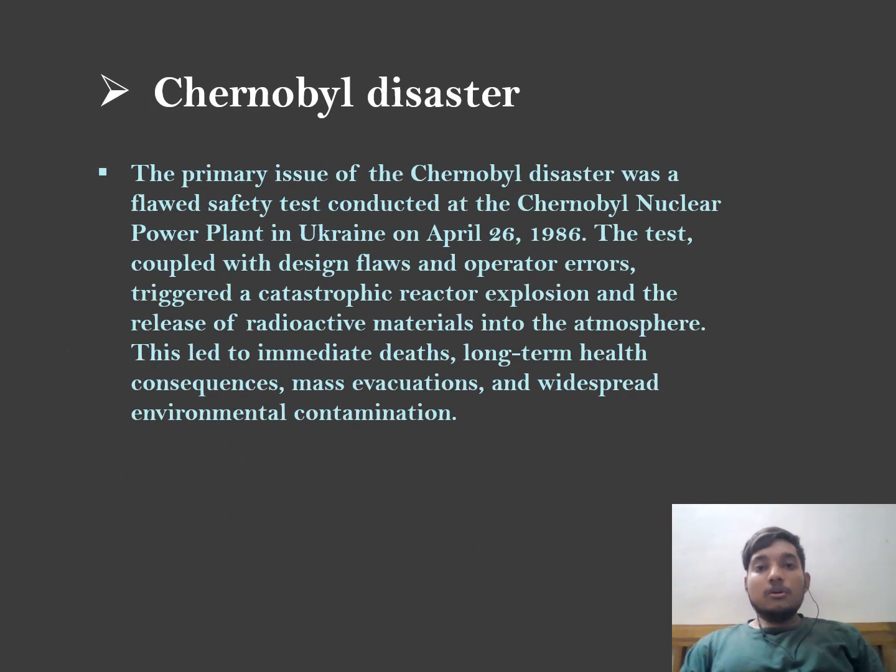The last thing, the Chernobyl disaster, which happened due to a nuclear power plant. The primary issue of the Chernobyl disaster was a flawed safety test conducted at the Chernobyl nuclear power plant in Ukraine on April 26, 1986. The test, coupled with design flaws and operator errors, triggered a catastrophic reactor explosion and the release of radioactive material into the atmosphere. This led to immediate deaths, long-term health consequences, mass evacuation, and widespread environmental contamination.